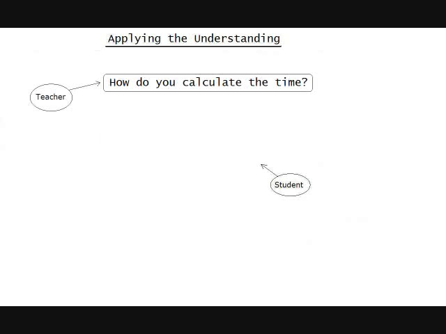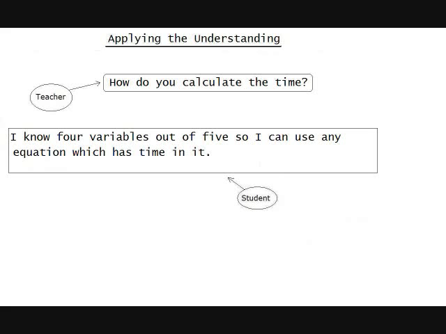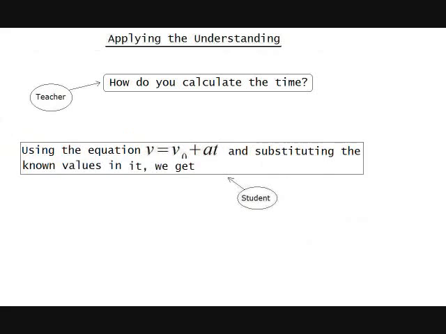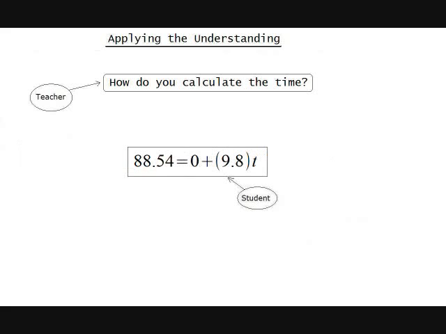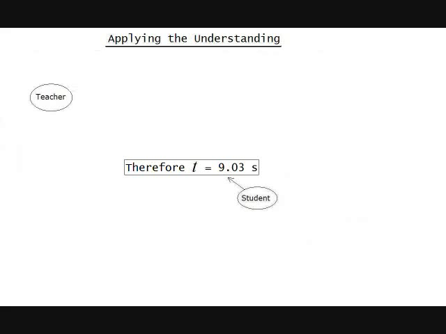How do you calculate the time? I know 4 variables out of 5, so I can use any equation which has time in it. I will use the easiest equation. Using the equation, v is equal to v naught plus a into t, and substituting the known values in it, we get 88.54 is equal to 0 plus 9.8 into t. Therefore t is equal to 9.03 seconds. Good job.